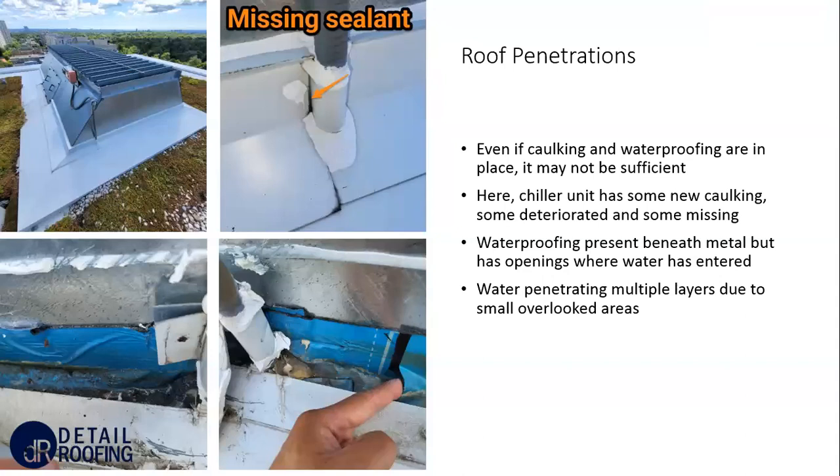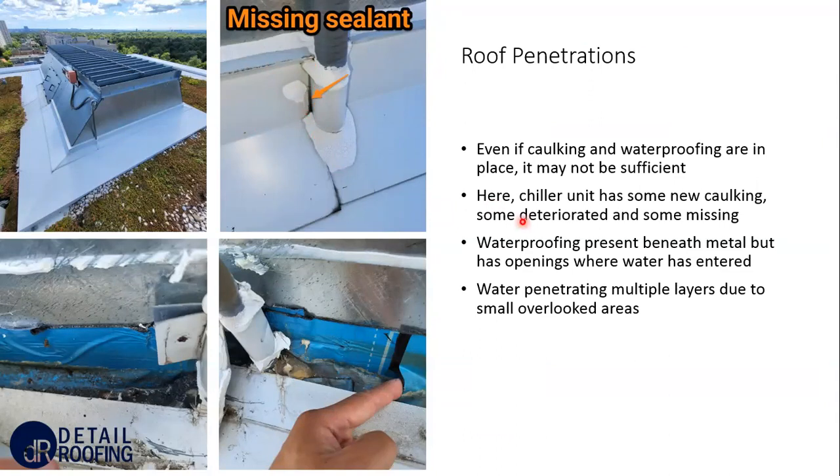So again, sometimes even if caulking or waterproofing are in place, doesn't mean that it's necessarily sufficient. So in this particular case with a chiller unit, there was a combination of areas where you could see new caulking. There was a section where the caulking did appear to be slightly deteriorated, but not to the point where there were any splits or cracks or any immediate concerns. And then there was an area where along the metal seam, there wasn't any caulking at all, and there was an opening for water to enter.